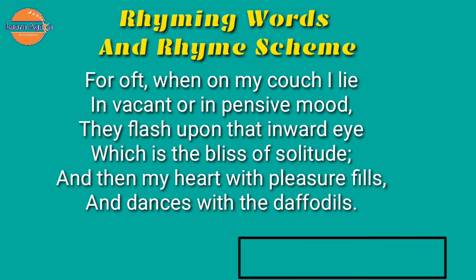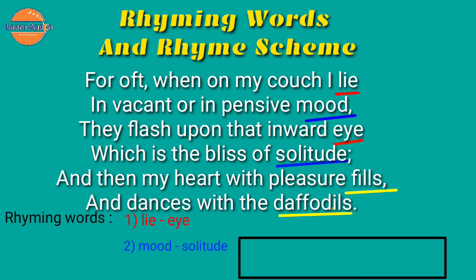Now look at the fourth stanza. First of all, find out the rhyming words. Lie rhymes with I. Mood rhymes with solitude. Fails rhymes with daffodils. So the rhyming pairs are lie, I. Mood, solitude. Fails, daffodils. Now let us see the rhyming scheme of this stanza.